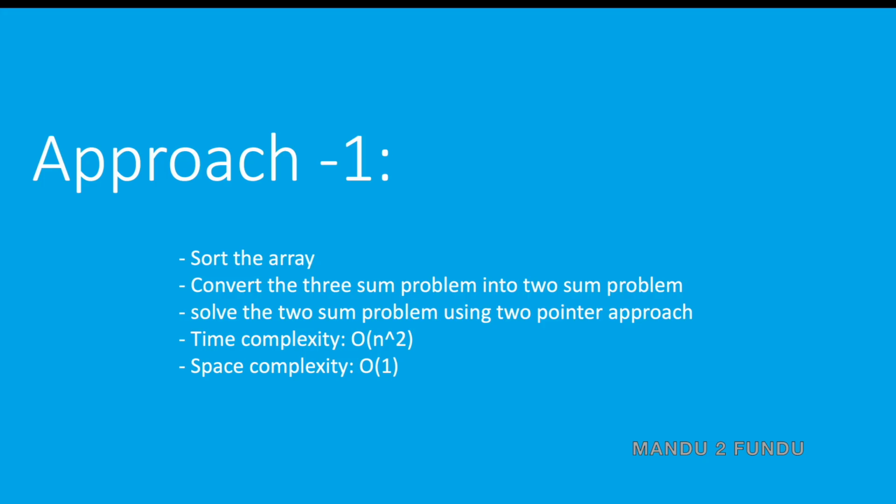There are two approaches to solve this problem. Approach 1 is to first sort the array and convert the three-sum problem into multiple two-sum problems, and then solve each two-sum problem using the two-pointer approach. In this approach, the time complexity would be order of n squared, and the space complexity is order of 1 because we do not allocate any space.